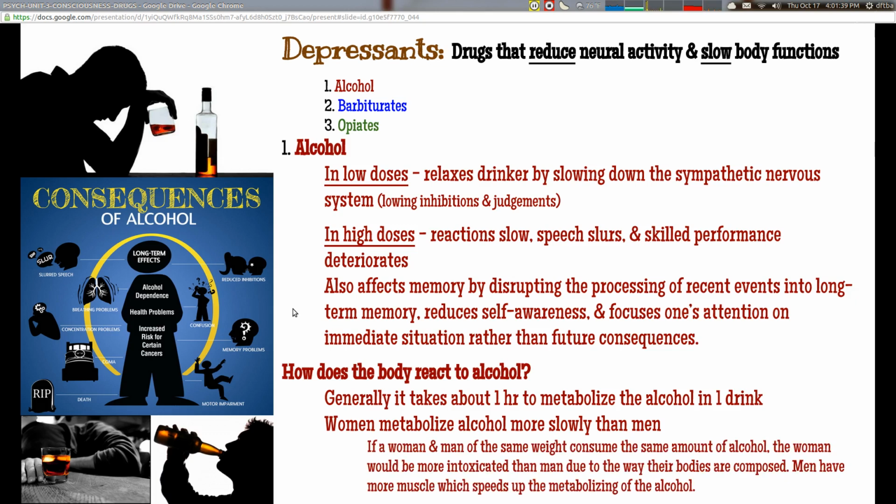Men with the same amount would, let me reread it here. If a woman and a man of the same weight consume the same amount of alcohol, the woman would be more intoxicated due to the way the bodies are composed. Okay? But women are going to metabolize that alcohol more slowly. Men have more muscle, which speeds up the metabolizing of the alcohol. So it's kind of interesting.